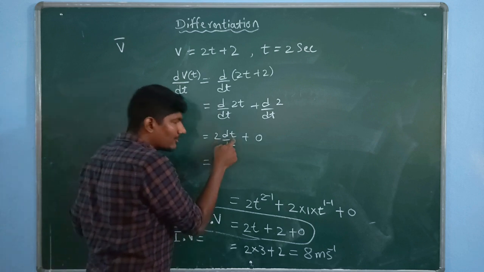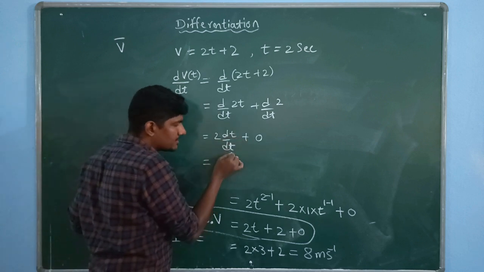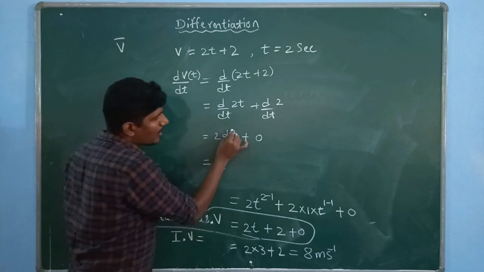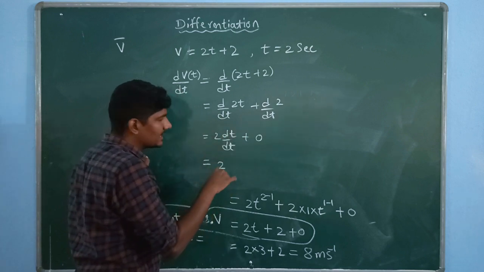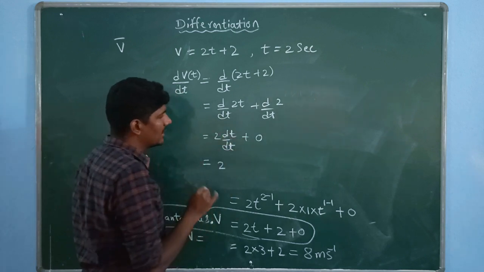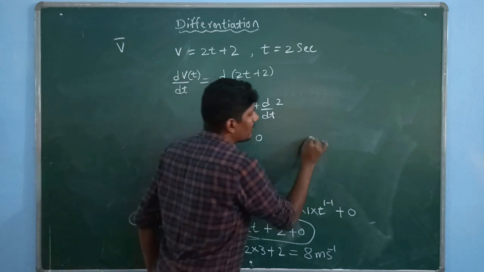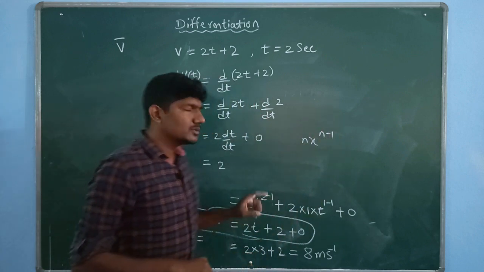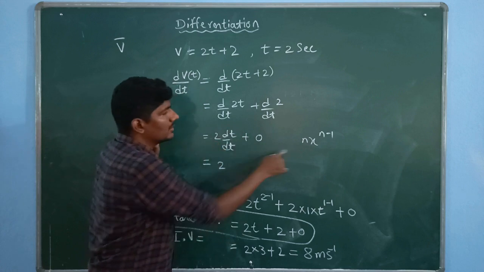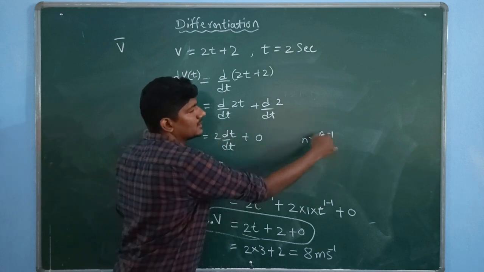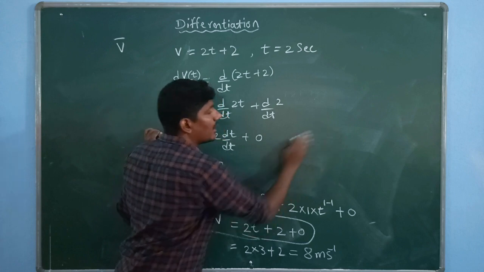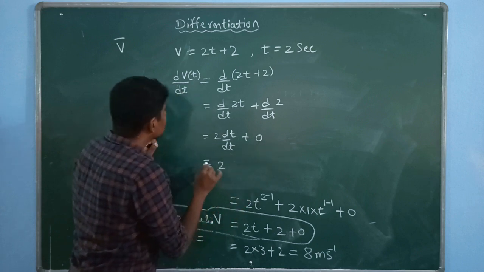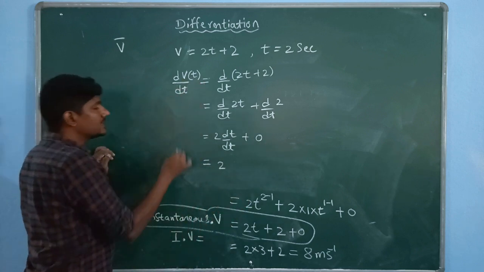Differentiation of some quantity with respect to the same quantity, meaning time with respect to time, position with respect to position, is the same. So if you have only t, or only x, in that case you get 1. Otherwise, you can also use the formula n x raised to n minus 1. How? Here we have power 1, no? So here 1 will come and here it is 1 minus 1, which is 0. Anything raised to 0 is 1. So finally the answer will be 1. So the differentiation of dt by dt is 1, plus 0.